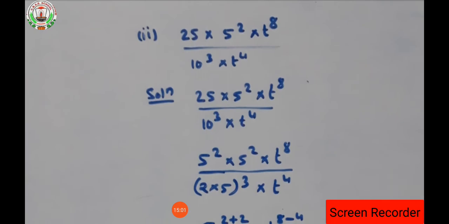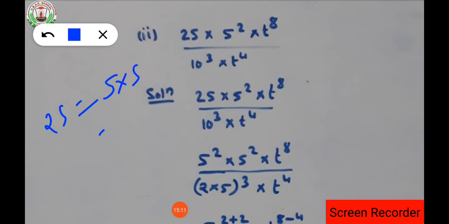Now similarly for the fifth question, second part. Here 25 is there. The factors of 25 will be 5 into 5. Can we write it as 5 to the power 2? Of course we can write it, isn't it? Now in the same way 10 can be written as 2 into 5, isn't it? 2 into 5 is equal to 10.